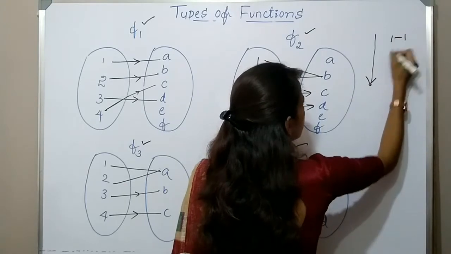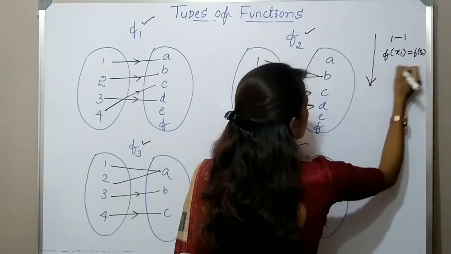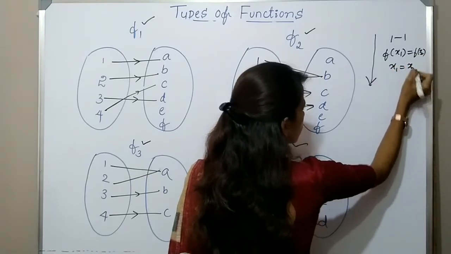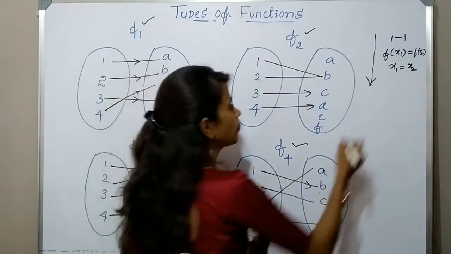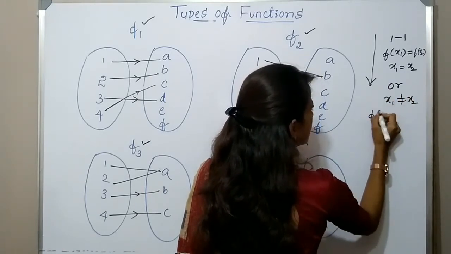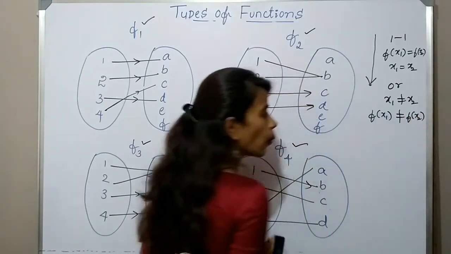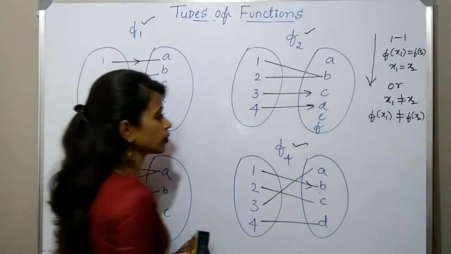To be one-one, images are equal implies the corresponding elements are also equal. Or if elements are distinct, then the corresponding images are also distinct. That is one-one. What is onto?